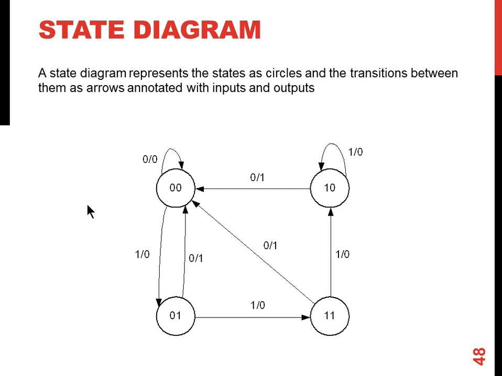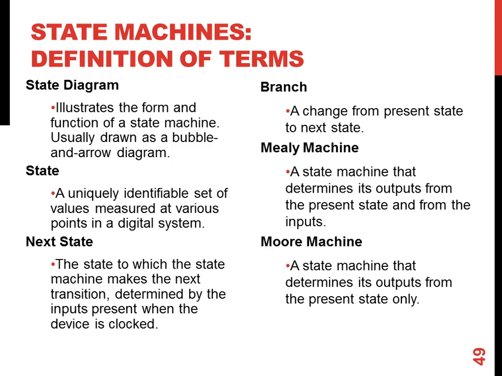So this state machine has 4 states. These are some basic definitions. A state diagram illustrates the form and function of a state machine, normally shown as a bubble and arrow diagram. Bubbles are the circles, arrows are the arrows shown. A state is a uniquely identifiable set of values measured at various points in the digital system. Next state is the state to which the state machine transitions, determined by the inputs present when the device is clocked. Branching is a change from present state to next state. When you transition from present state to next state, it's called branching.